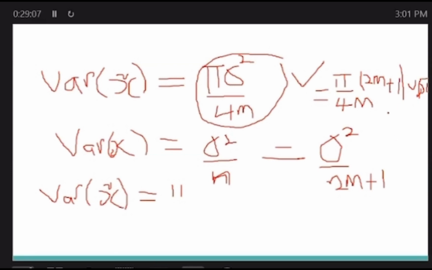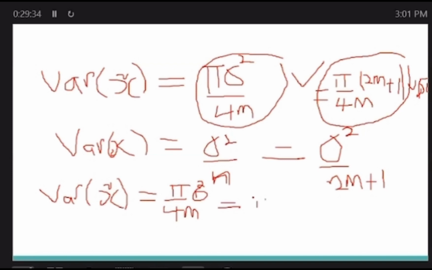Now, I needed to focus on this. Let me write it so that it doesn't look confusing: pi over 4m sigma squared equals pi divided by 4m, times 2m, times 2m plus 1, then the variance of x bar.